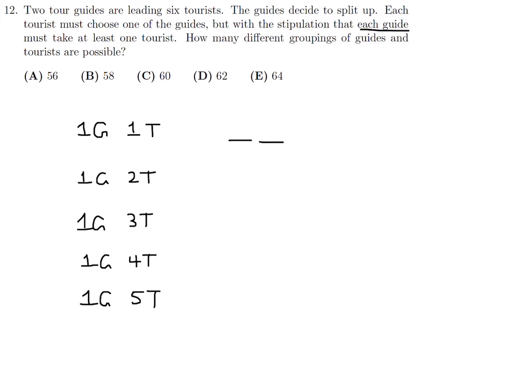For each of these, we have to figure out how many cases. For the one guide part, there are 2 guides, so we have 2 possible choices for the guides. But for the tourists, there are 6 possible choices. So 2 times 6 is 12. That's how many scenarios there are for one guide and one tourist. Next, for one guide it's again 2, but for 2 tourists you have to choose 2 tourists from 6, so it's 6 choose 2, which is 15.